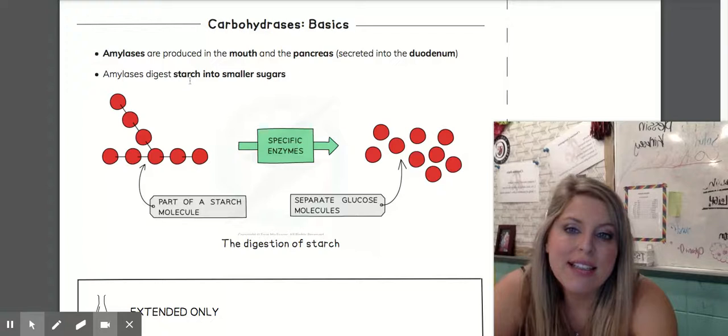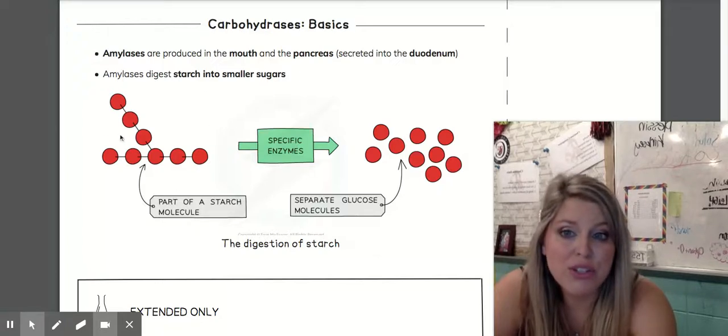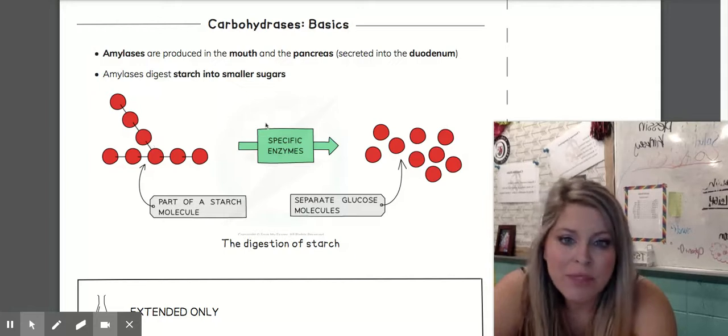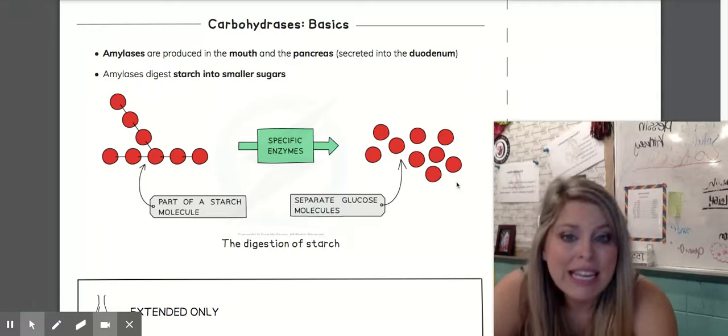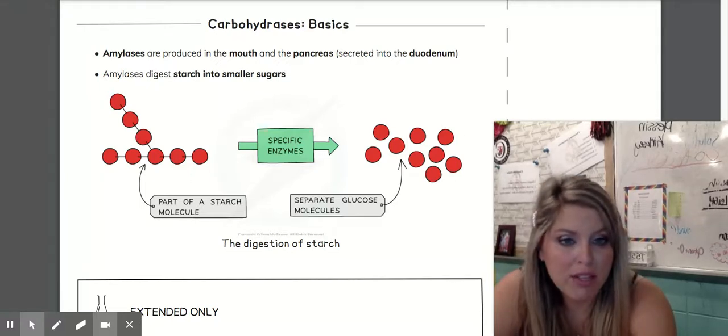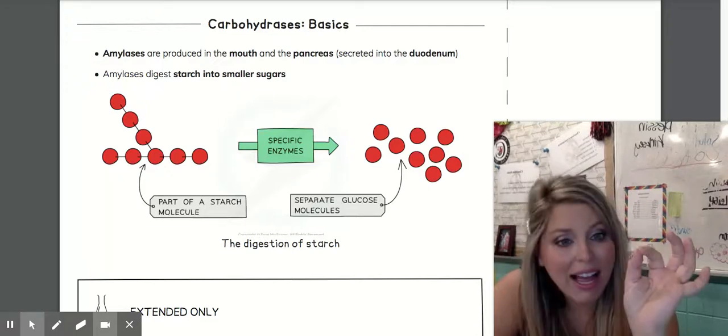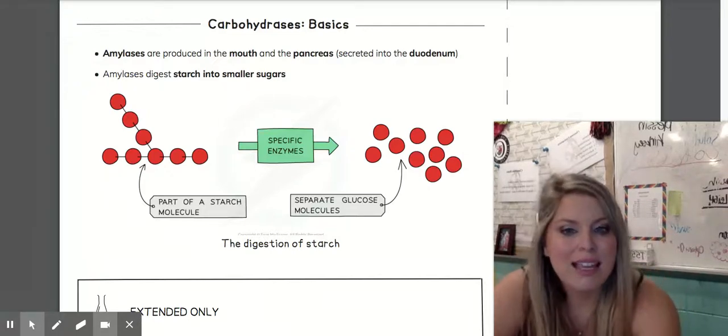So amylases digest starch into smaller sugars. So you can see this is a nice long chain of starches, a starch molecule. We have the connection with amylase, an enzyme that's going to break down starch into smaller glucose molecules. So you've got to think back to that Unit 5, all the information on enzymes.